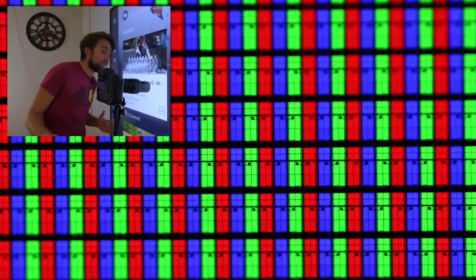Well, this close, it's a different story altogether. We're so close up right now that I can actually disturb this image by blowing on the lens. We're now looking at the sub-pixel level.